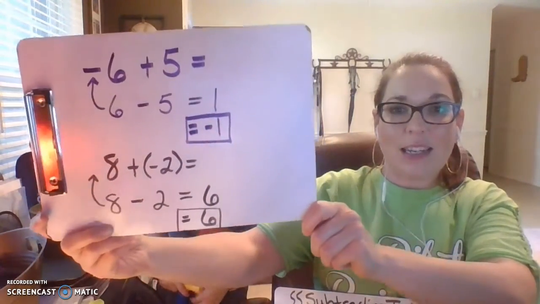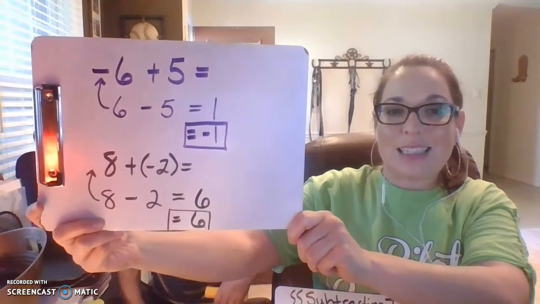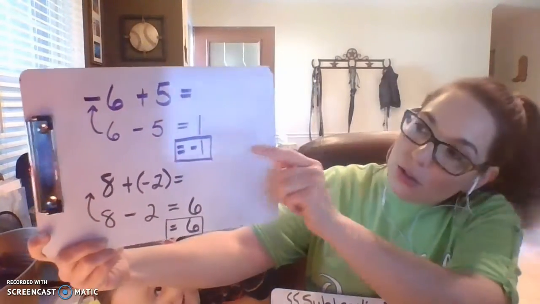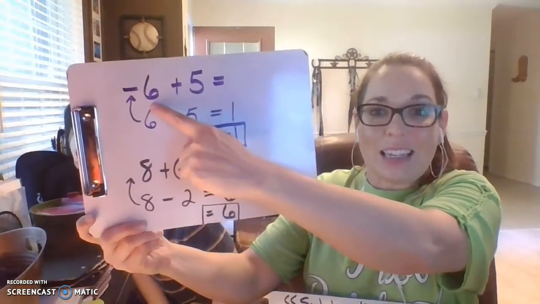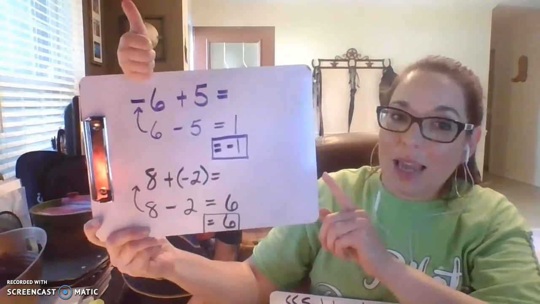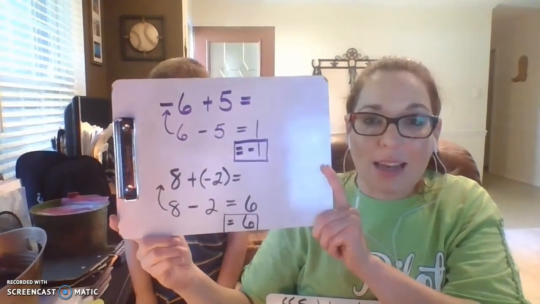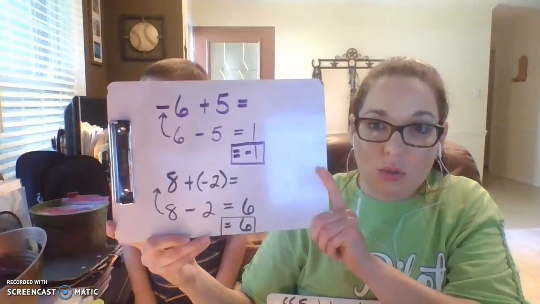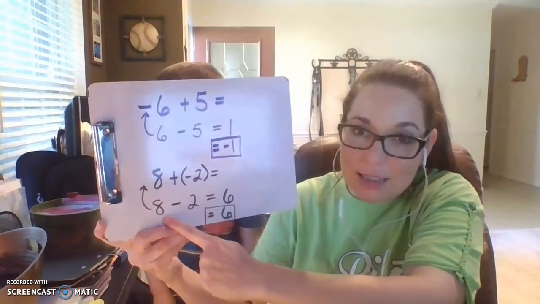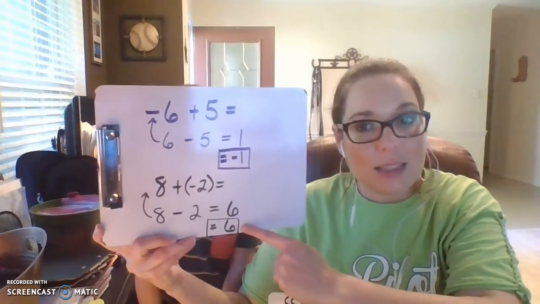So if we have negative 6 plus 5, we subtract the absolute values. 6 minus 5 is 1. The larger number is 6, so we look at its original sign, which was negative, so the 1 is a negative 1. If we have 8 plus negative 2, we have 8 minus 2, and that equals 6. 8 is the larger absolute value, and its original sign was positive, so our 6 is a positive 6.